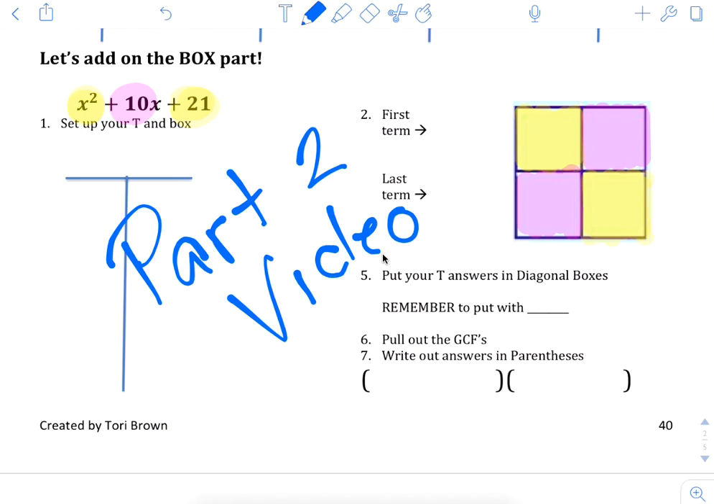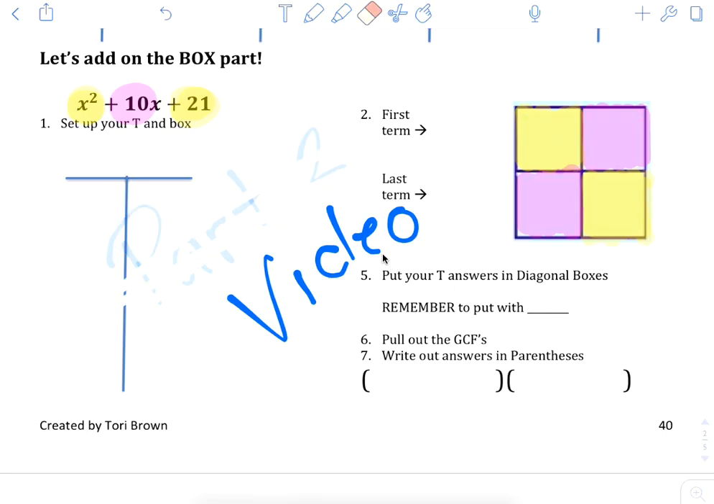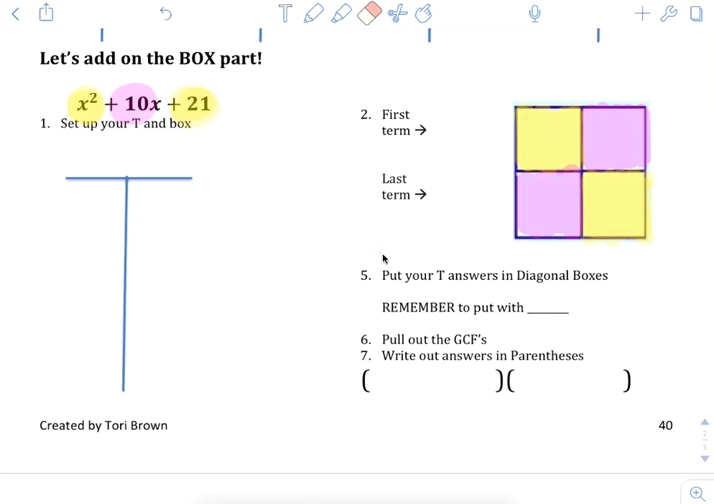Hey guys, all right, so we're on to part 2 video for the 7.2 notes, okay? So at this point, you should have already done a full T-chart and set up your circled numbers on every problem on the practice. If you haven't done that yet, please do that first before we add on the box part, okay?